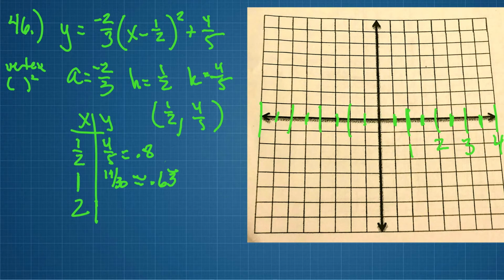Now I'm going to do 2. I'm going to plug in 2. 2 minus 1/2 is 1.5. So when I plug in 2, I end up getting negative 7/10. Which, if you didn't know, is exactly negative 0.7. So I'm going to make my y's go by tenths. So this is 0.8 or 8/10.